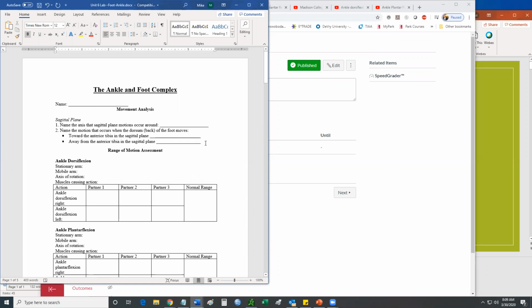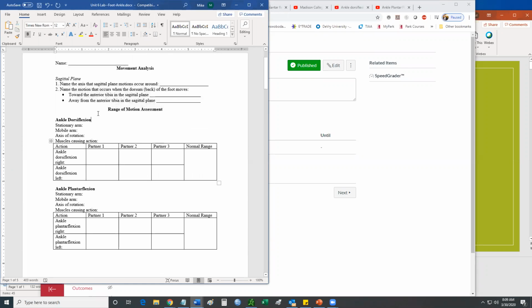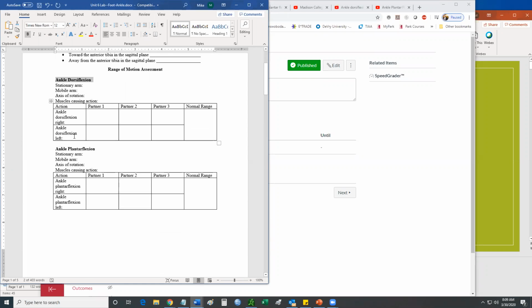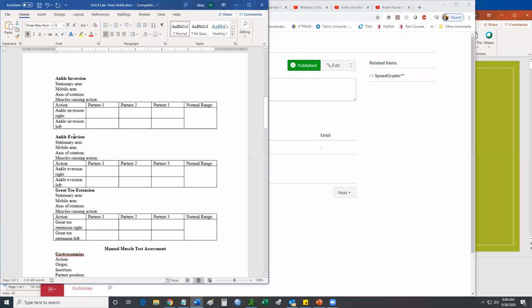What I want to see you be able to do is, obviously you need to fill out the movement analysis for the ankle. For your range of motion assessments, I want you to tell me what muscles cause the action of each movement. You're not going to have all of the different measurements, and if you don't have all of the positioning of the goniometer for all these, that's fine. I'll go over those with you. We'll probably do that on Thursday, or well, I guess Wednesday.